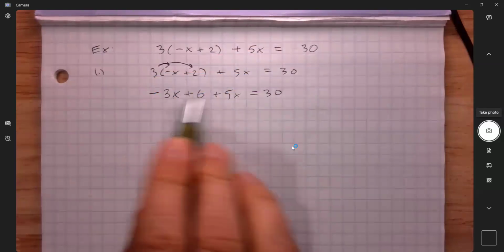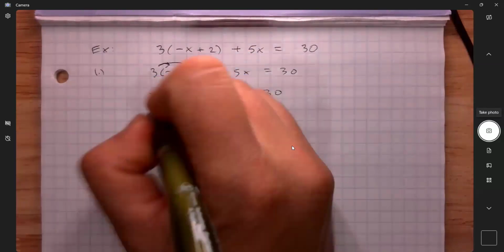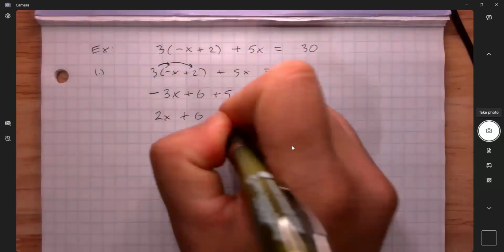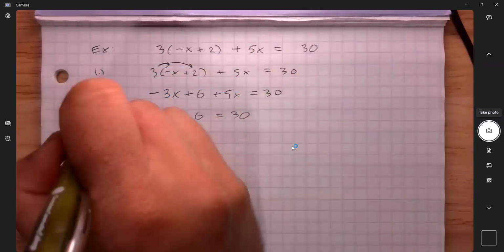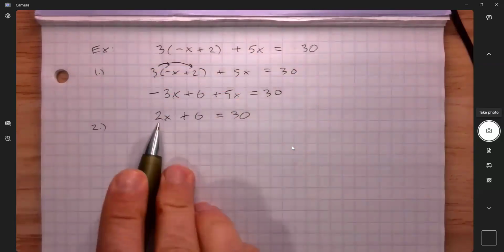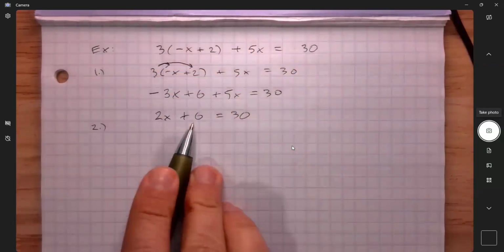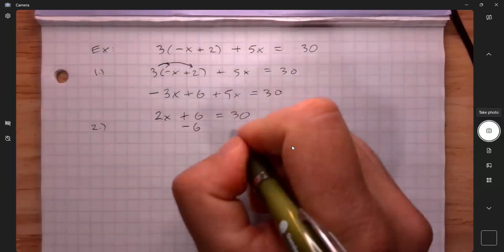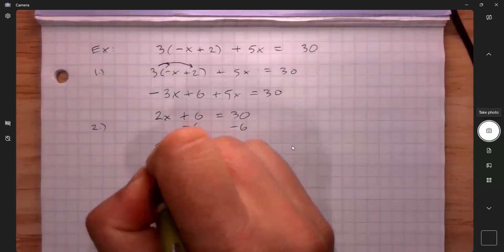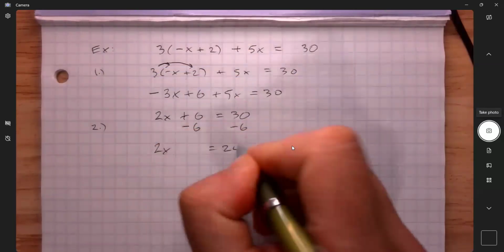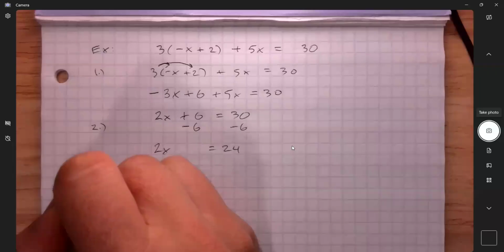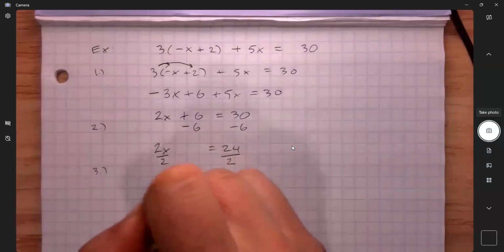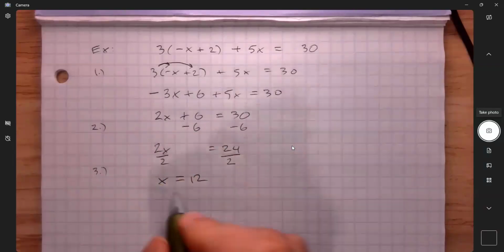And now I'm going to combine like terms, minus 3x and 5x. If I combine them, I get positive 2x plus 6 equals 30. And now we're back to something similar to the previous question, where first we separate the numbers and the variable by subtracting the 6. And then we clear the coefficient by dividing by 2. And we get x equals 12.